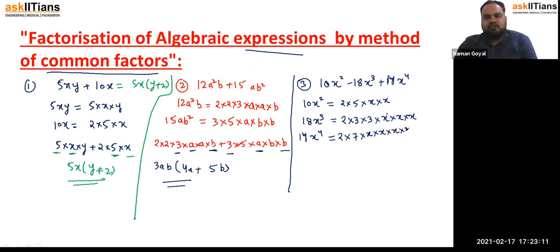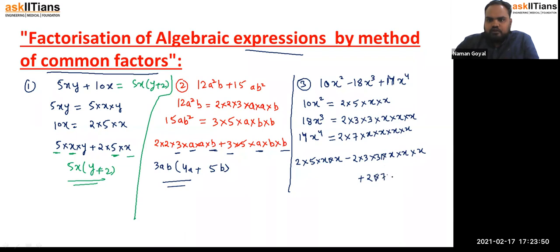So what we are going to do, I just write down these terms in the place of 10x square, 18x cube, and 14x to the power 4. So what we get, see, 2 into 5 into x into x, minus 2 into 3 into 3 into x into x into x, how many times? 3 times, right? Now plus 2 into 7 into x into x into x and into x, right?